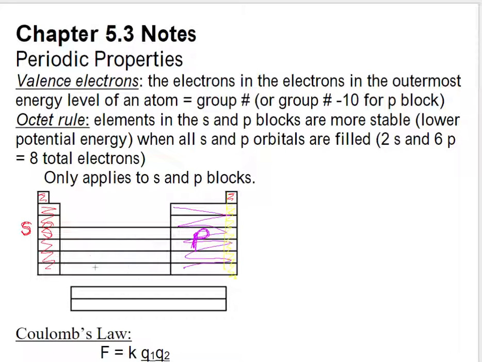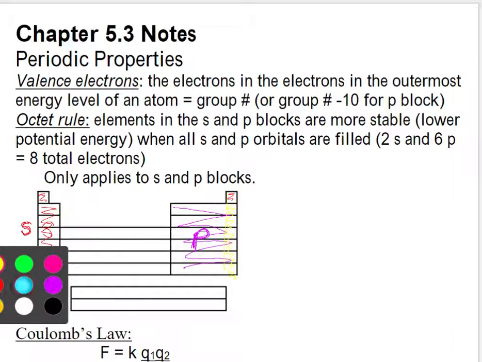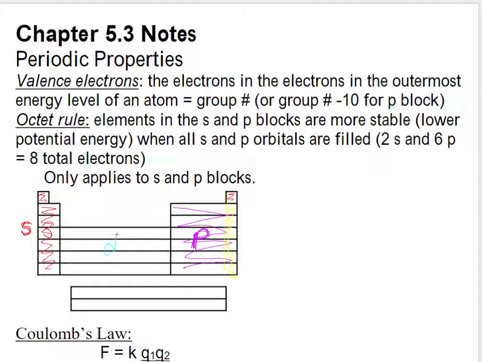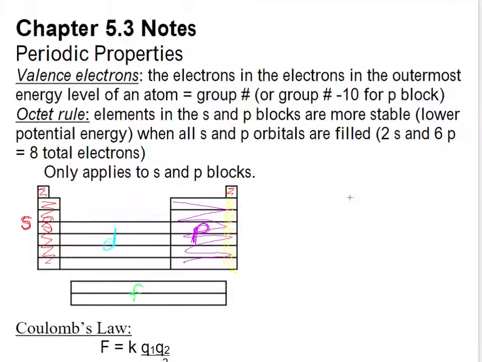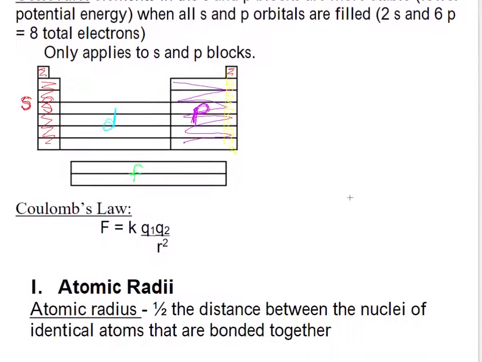Okay, the octet rule applies again only to the S and the P block. We don't worry about the D block. That would be this center one right here. We don't worry about the D block or the F block until AP Chemistry. Okay, so this F block and D block we will worry about later. The S and the P block want to have 8 electrons.